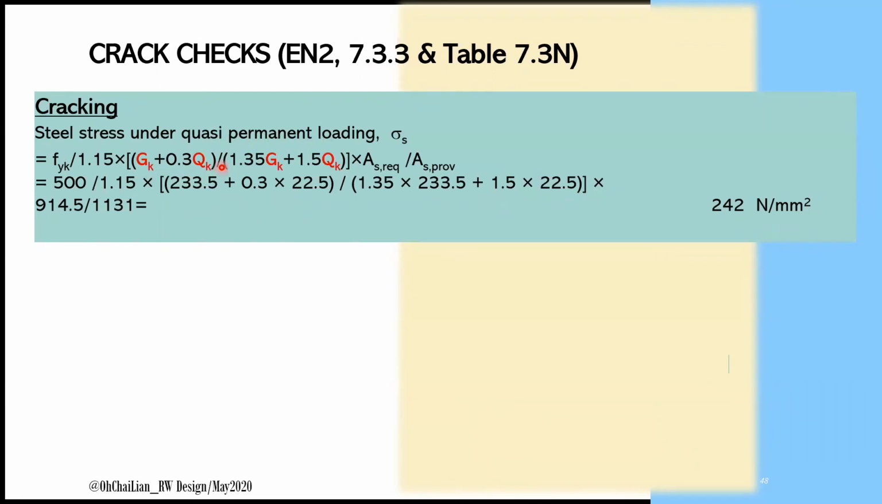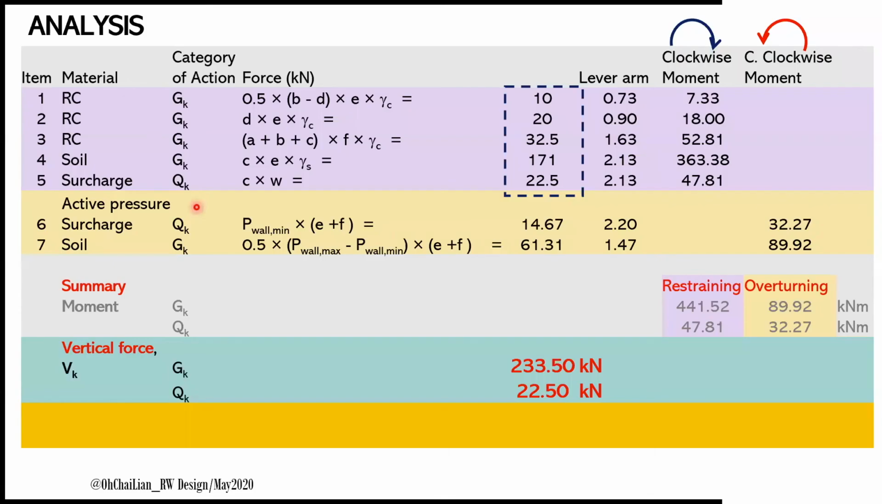Let's have a quick revision on the analysis of forces in the retaining wall system. Vertical and lateral forces are determined for stability check of the wall. The vertical forces consist of surcharge and weight of the systems, such as concrete and soil, whereas the lateral forces are contributed by the active pressure from surcharge and soil.